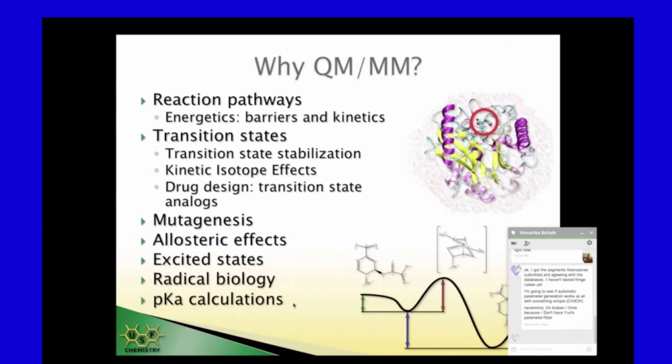The next two things should be very obvious: excited states and radicals. Obviously, you're never going to get those things right by building classical models. And then finally, pKa calculations. Again, we're going to need free energies, and we need free energies of things that change, like protons moving around.